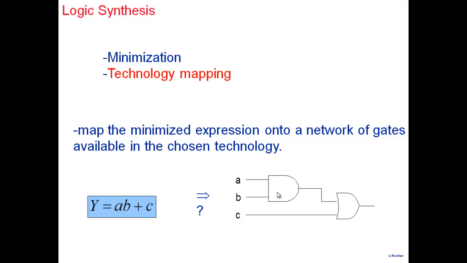AB plus C, so I can't do AB here and OR. Why? I can't do simply like this, because if I take CMOS technology, AND gate is not an elementary gate. AND gate is not an elementary gate, OR gate is not an elementary gate. You make an AND gate by combining a NAND gate and an inverter. You make an OR gate by combining a NOR gate and an inverter. In some other technology, it may be an elementary gate, okay?